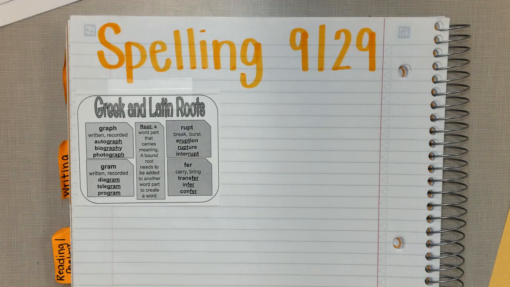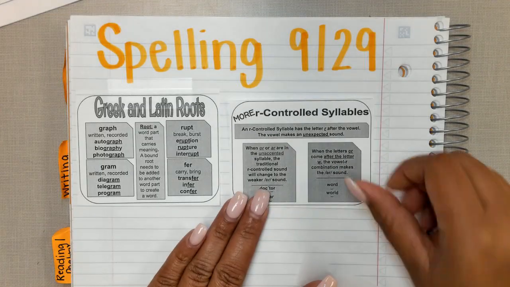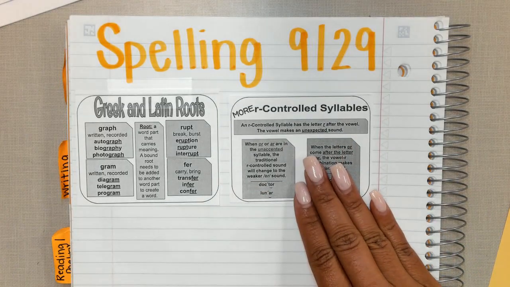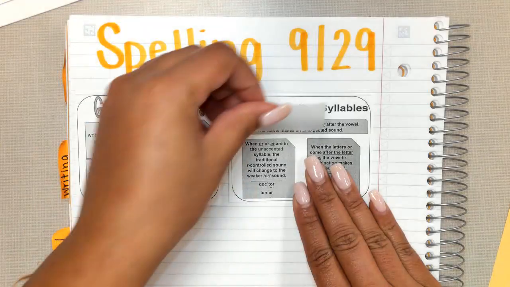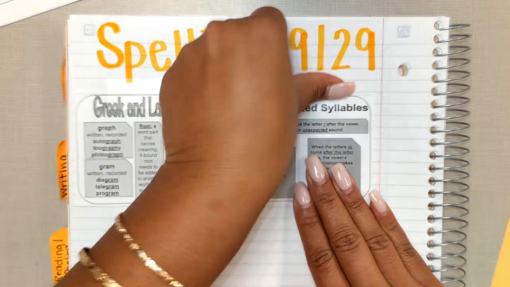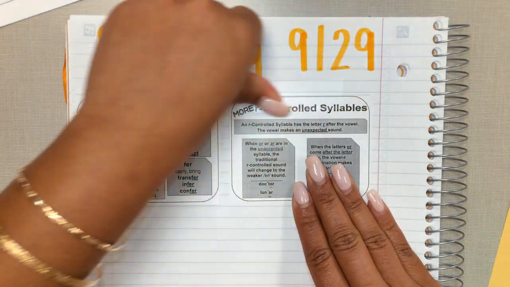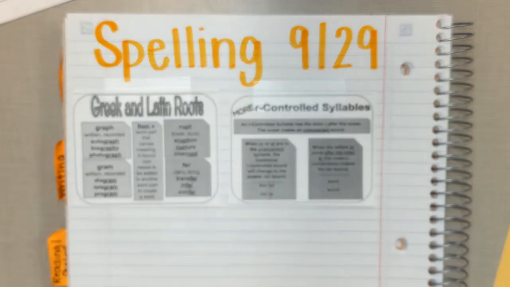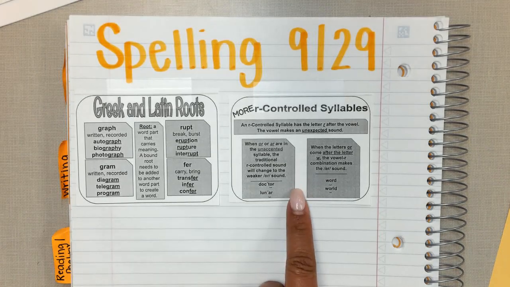We're going to keep talking about R-controlled syllables, but there are more R-controlled syllables. Okay, an R-controlled syllable, remember, has a letter after the vowel, and the vowel makes an unexpected sound. Ask your sub for this anchor chart as well.